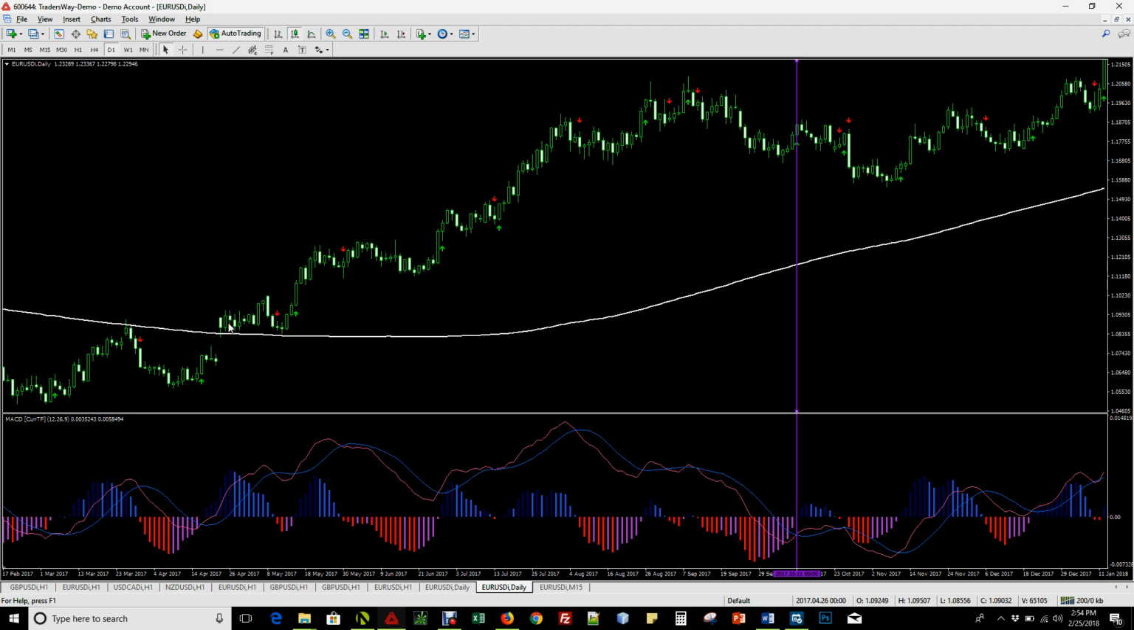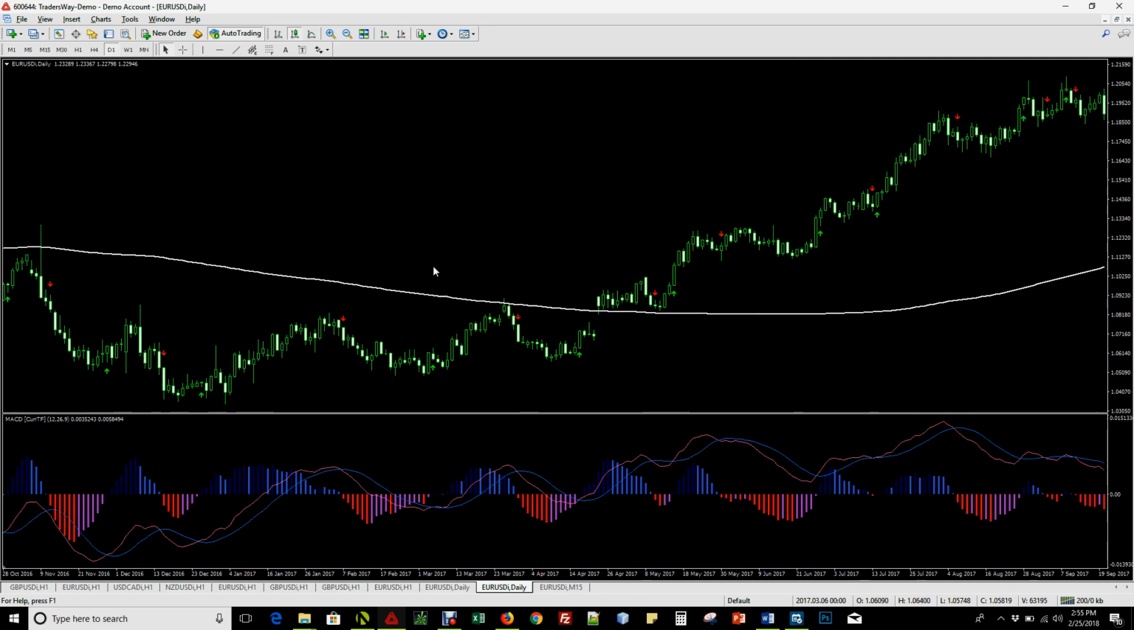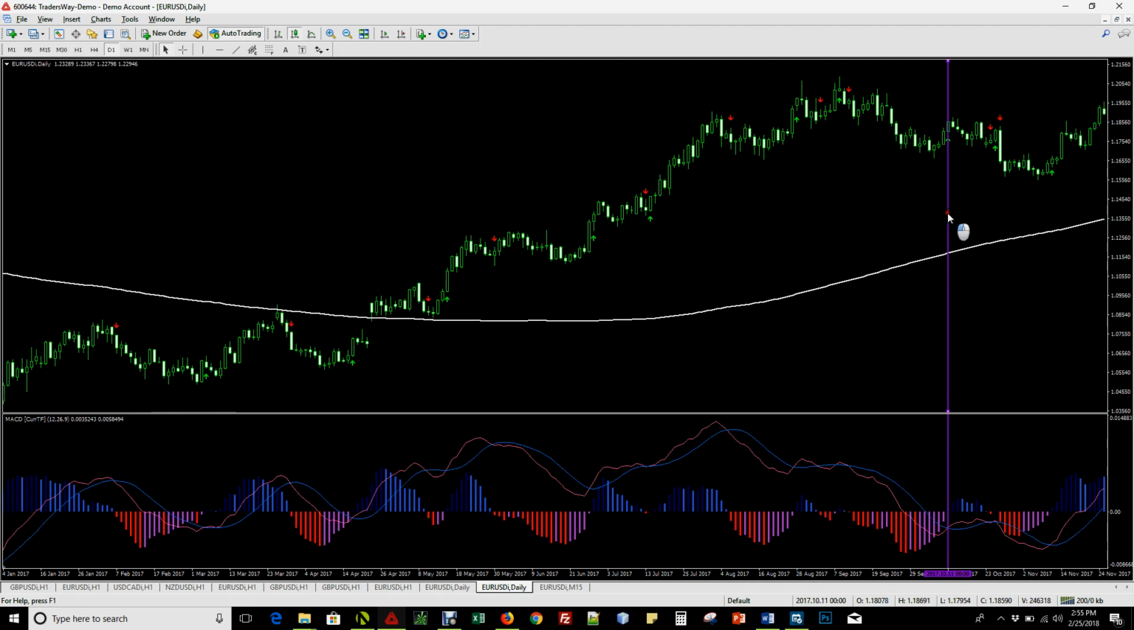If price is above the 200 simple moving average, then we only enter long or buy positions, so only these green arrows. You ignore any short signal when price is above the 200 simple moving average. If price is below the 200 simple moving average, then we only take short or sell positions. That is rule 1 and 2, if you'd like to break it down to the simplest form.